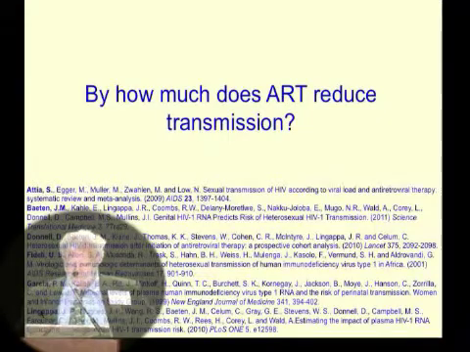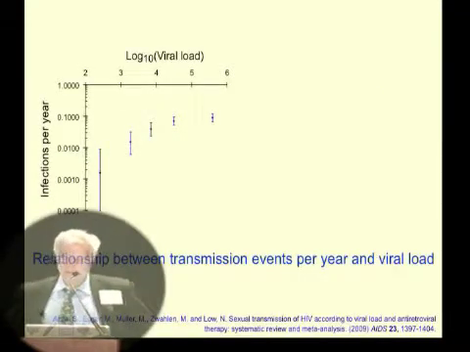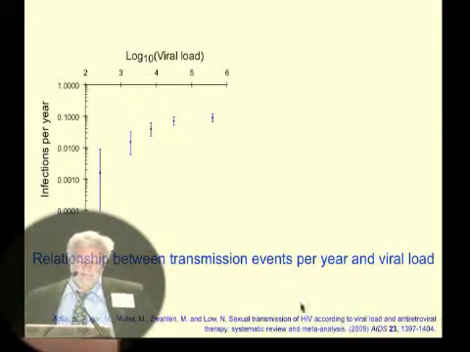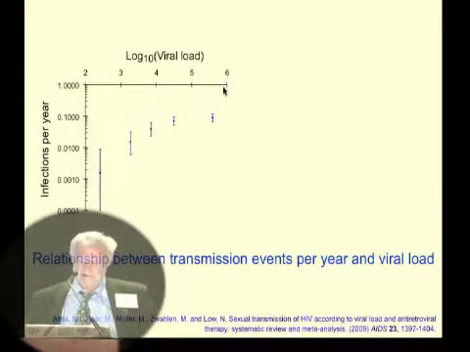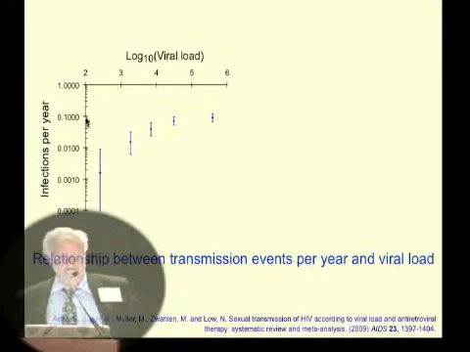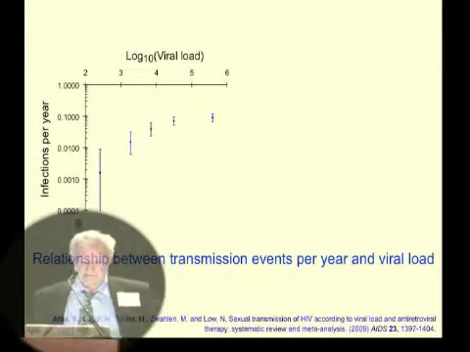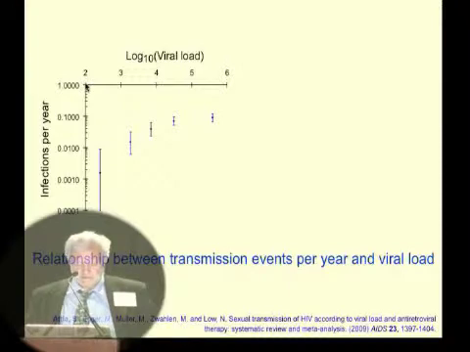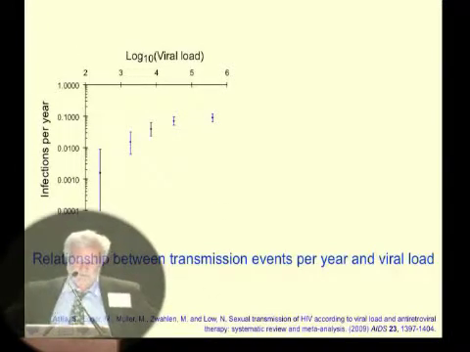AIDS in 2009. And if you just take their data and you plot the number of infections per year against the logarithm of the viral load, we see that the maximum rate of transmission is about 10% a year, which is about what Salim Abdool Karim found in his microbicide trial. This is a log scale, so this is 100, 1,000, 10,000, 100,000, and a million. And we can see that as viral load increases, there's no question that transmission increases. But the precise pattern is difficult to say.